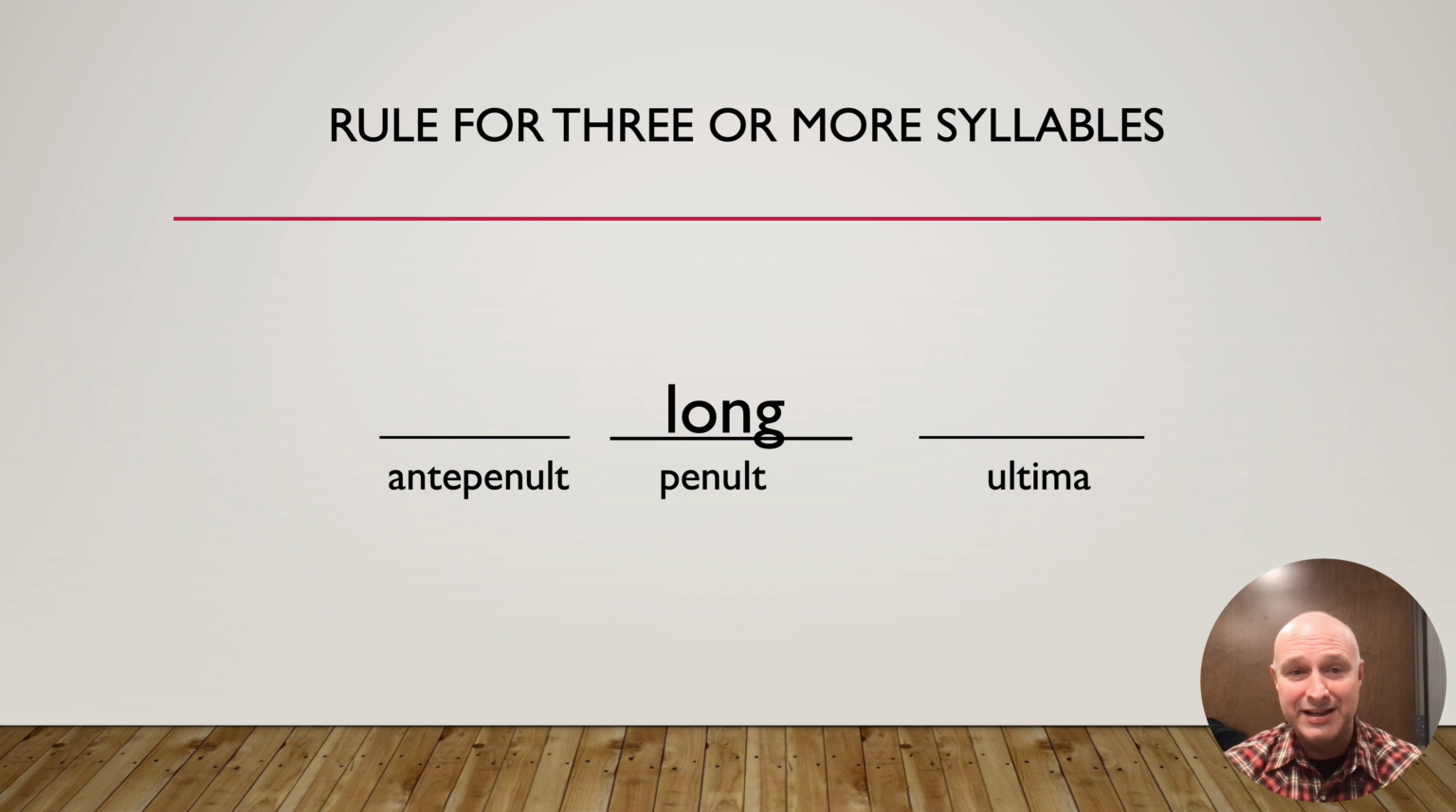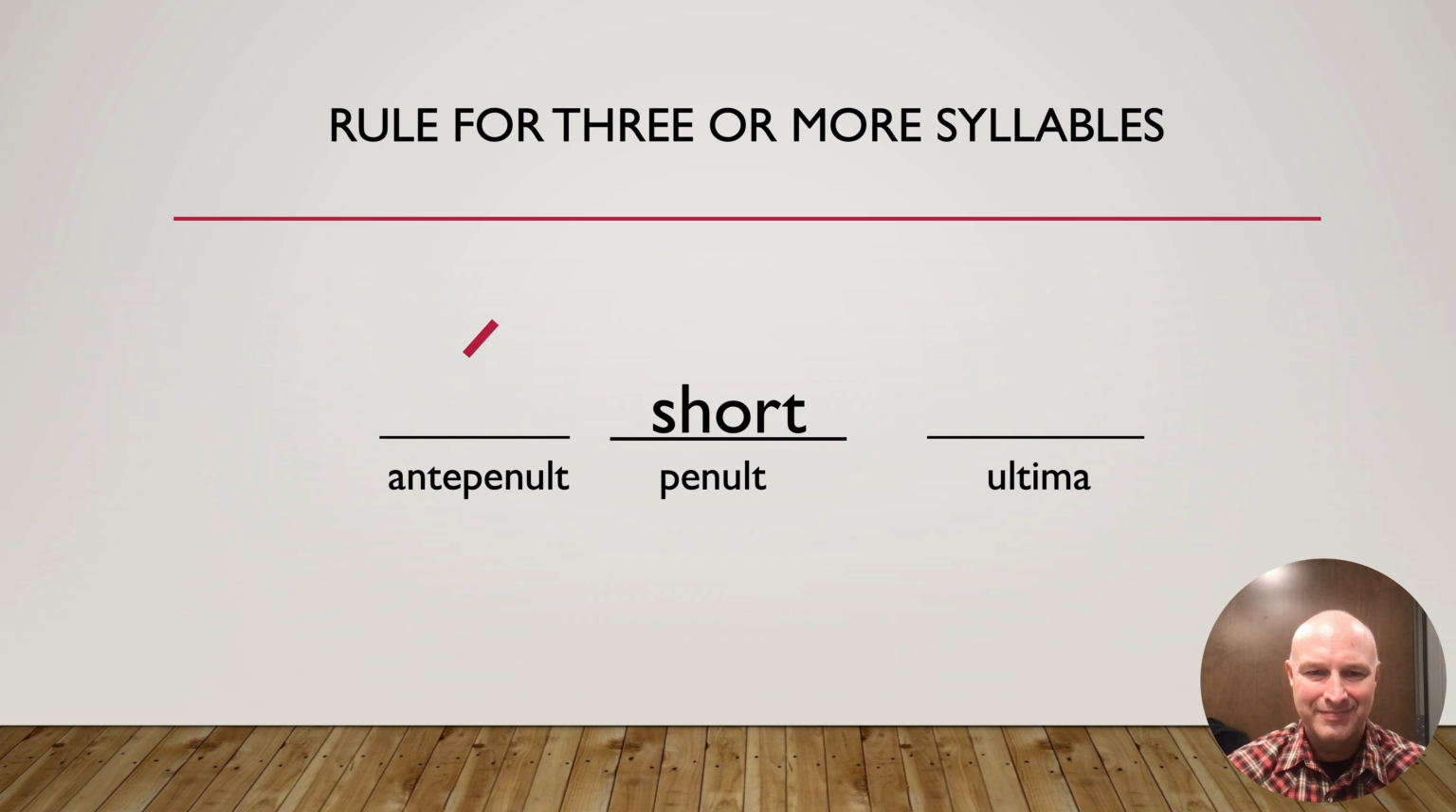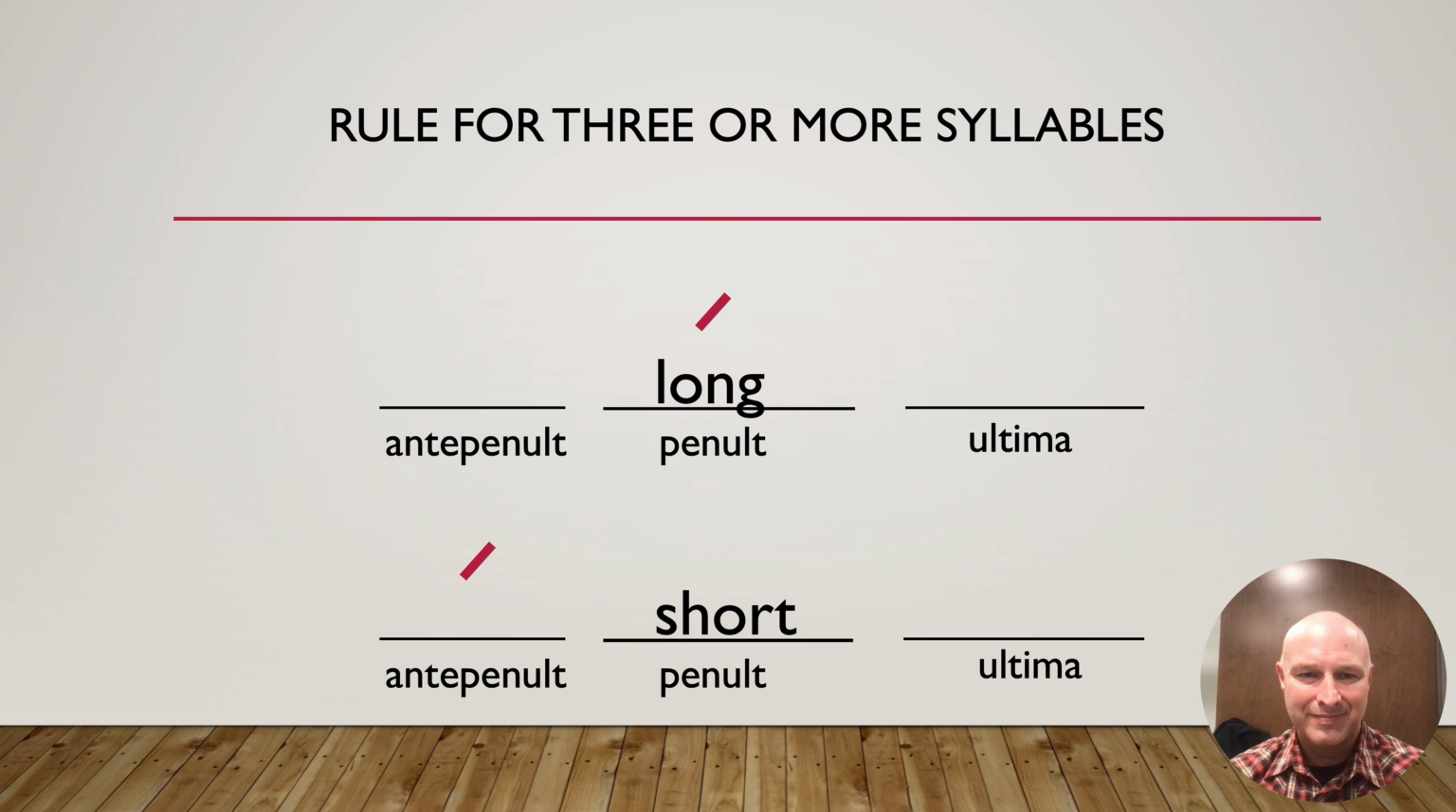When that penult is long, either long by nature or position, you will put the accent, you will stress that syllable. The accent goes above the penult. That is the syllable that you will stress. If the penult is long, then you will stress that syllable. If it is short, then you will move the accent over to stand above the antepenult. That is the syllable that you will stress in pronunciation.